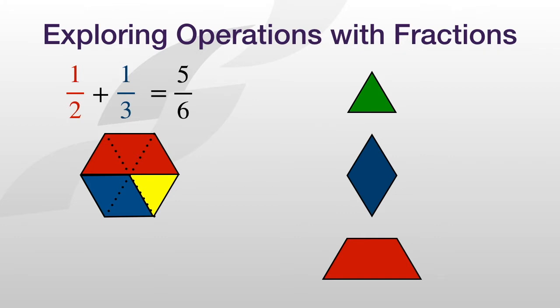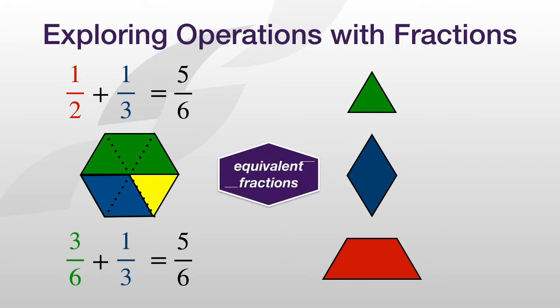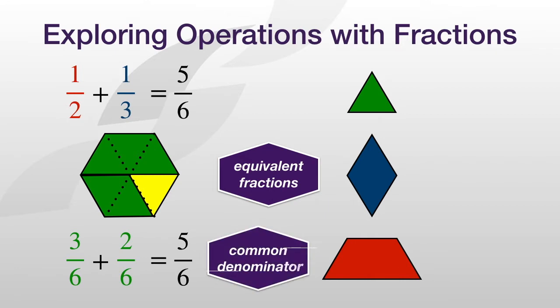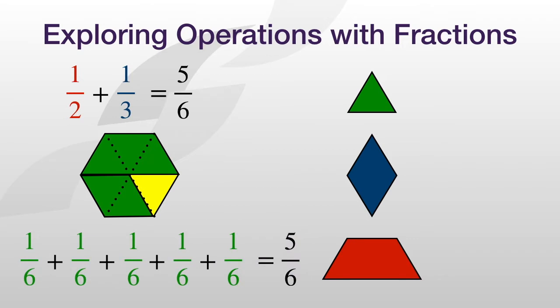1/2 is equivalent to 3/6. 1/2 and 3/6 are called equivalent fractions. 1/3 is equivalent to 2/6. These fractions have a common denominator. Each is expressed with the same number of pieces, 6, making the same whole. This illustrates another way to make 5/6 that you may have discovered earlier. Combining 5 of 1/6 makes 5/6.